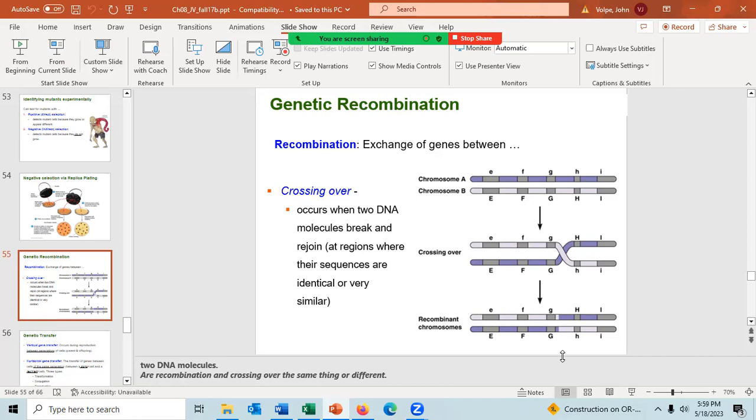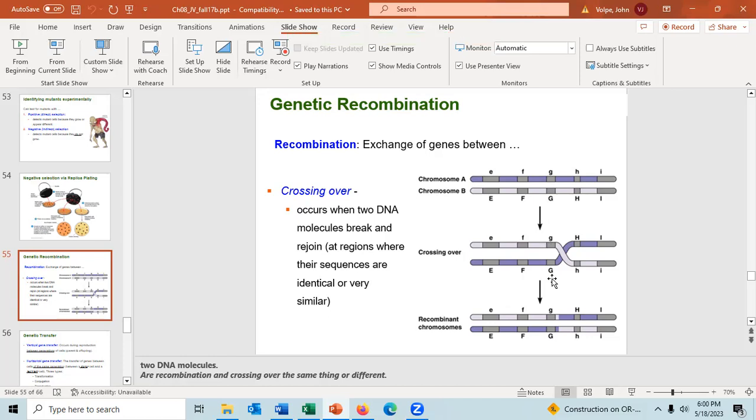So in crossing over, we have the father's chromosome, capital E, capital F, capital G, and then we have the mother's chromosome, lowercase h, lowercase i. This makes new gene combinations where the capital G is now sorting with the lowercase h. And so that's a new gene combination that we didn't see before. And that just sort of shuffles the DNA, making new genetic combinations.